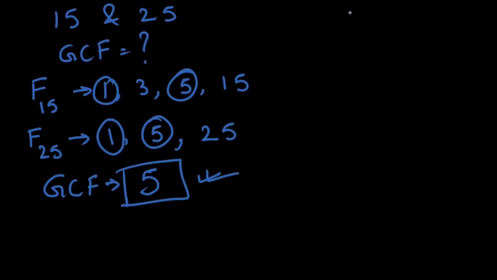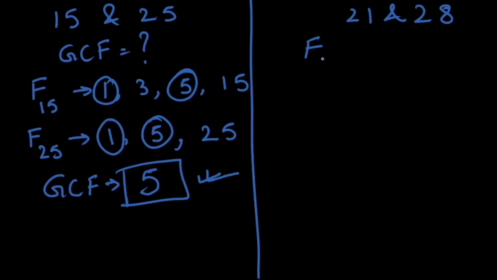Let's take another one. 21 and 28. Try to solve it with me so that you can get the process of how we can find the greatest common factor, and it will be easy for you to find the factors as well. So what we have to do first here, we have to find the factors of 21. So what are the factors of 21? Say quick. 1, 3, 7 and 21 itself.